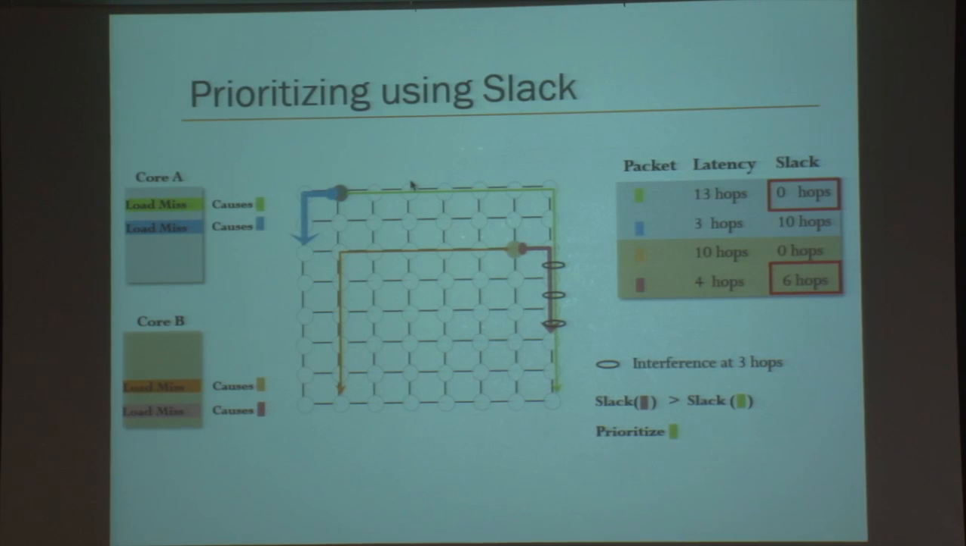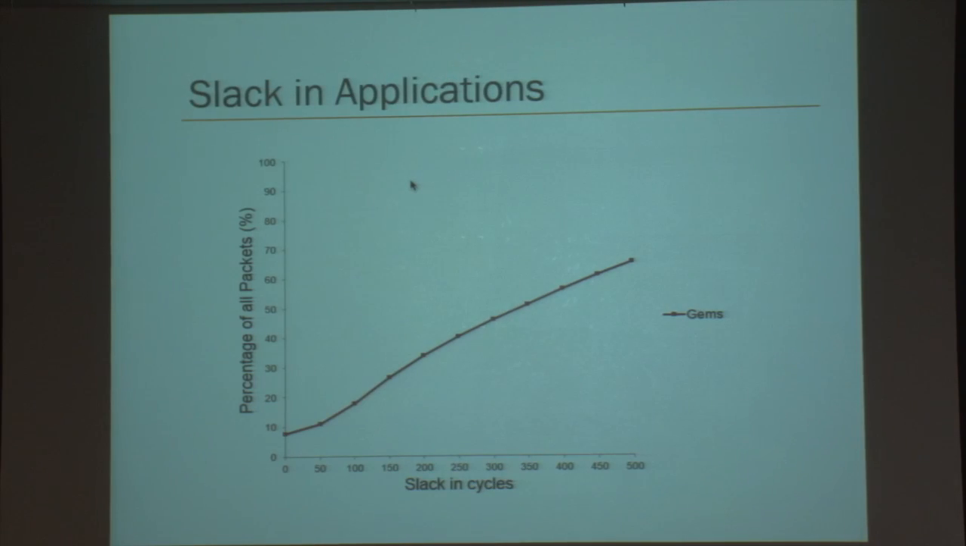Yeah, so this just says what I said. The slack of the red one is bigger than the slack of the green one. So you're going to prioritize the one with the least slack, the one that has to get to its destination immediately. So this paper characterized some, I think, SPEC benchmarks with respect to how much slack their packets have.